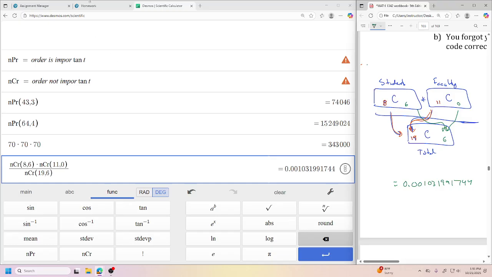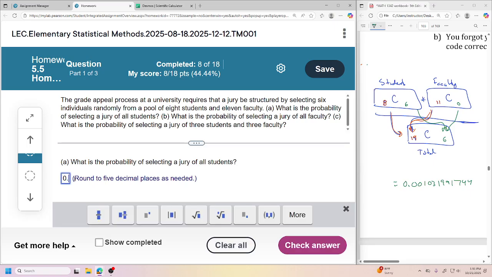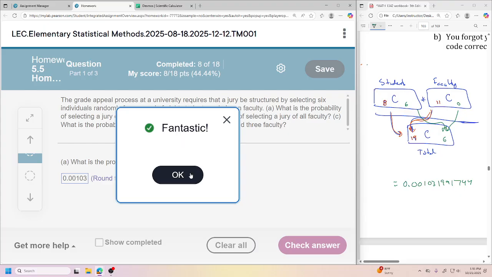Okay, cool. Let me try this out. It says 5 decimal places. So 0, 0, 1, 0, 3. Can't even type that. Yay!